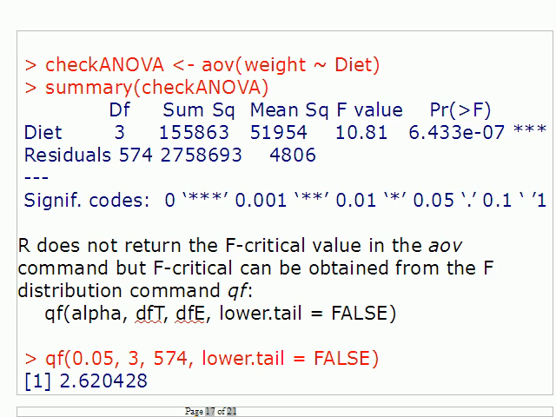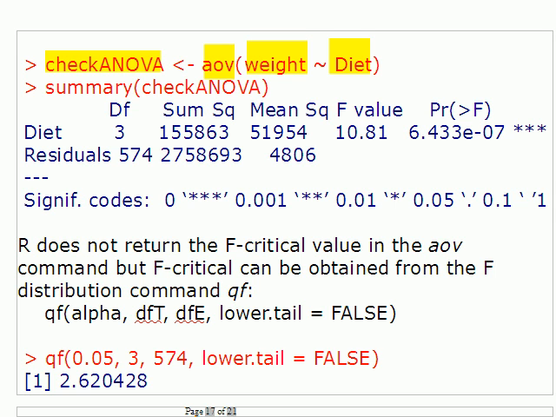The R command is AOV. Don't put any N or any extra letters in it. It's just AOV, and all you have to do is tell it the variables, and you want weight as a function of diet. Okay, I always give mine a name, but if you don't give it a name, you just get some information out. But let's look at what I get out from the summary.